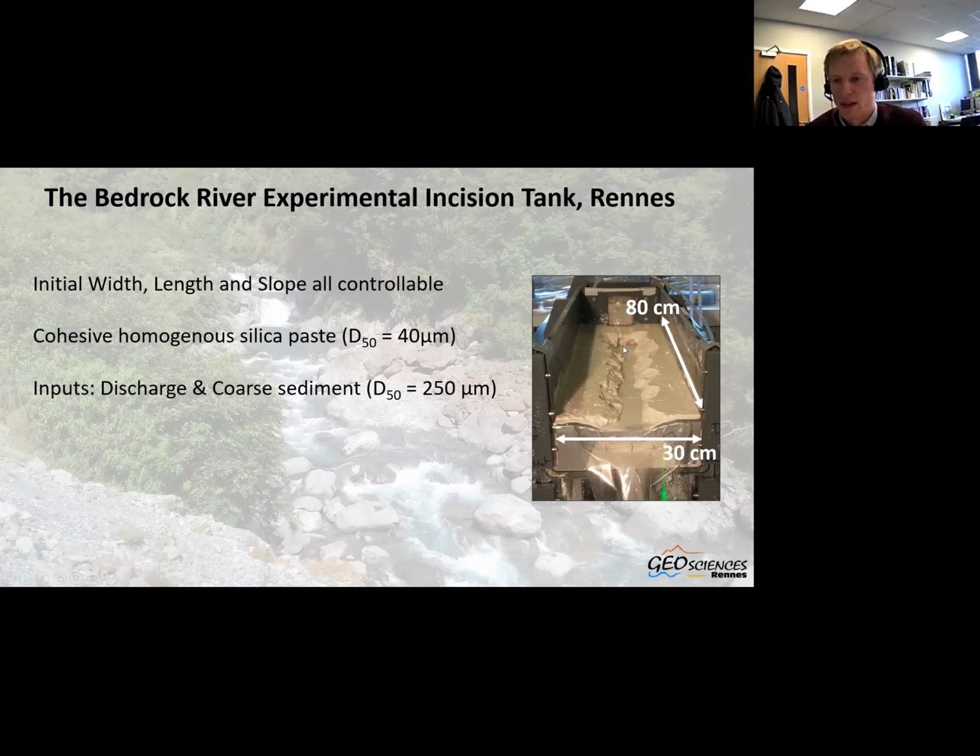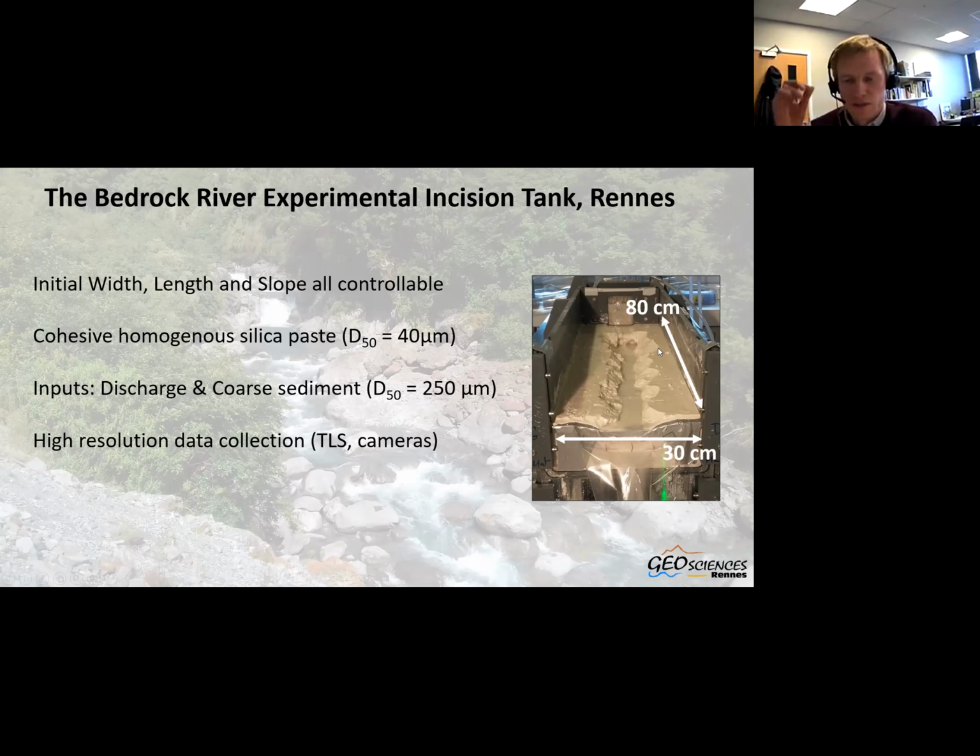The sand is coarser than the silica, 250 microns. Still relatively fine, but yeah. And we can control this sediment coming in at the top. At the bottom here, you can see the outlet. This is a door that we can move up and down, either at a regular pace or just move it down to simulate a drop in base level. And during the experiments, we have a terrestrial laser scanner set up. So this green light you can see here allows us to collect high resolution images of the topography fairly frequently during the experiments.